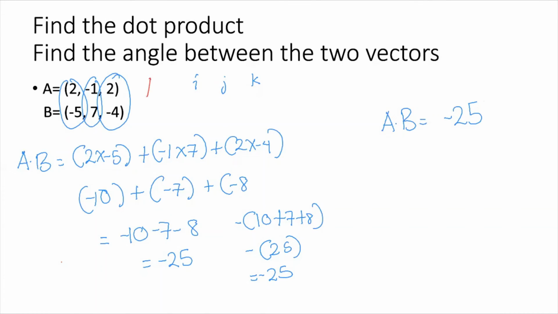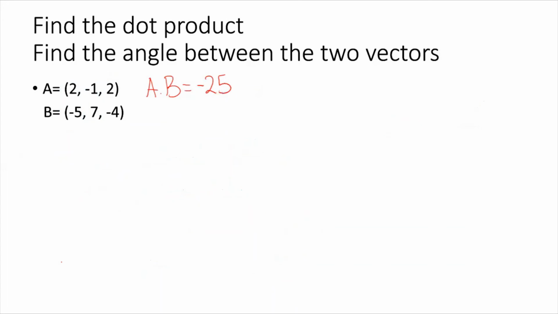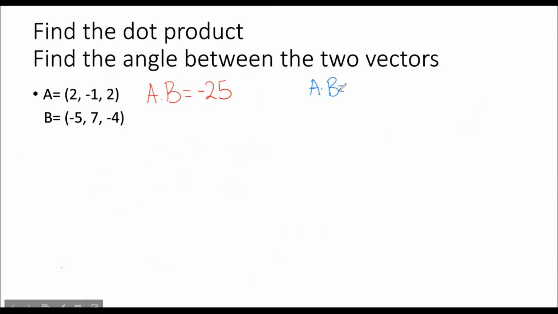A dot B is minus 25. Now to find the angle, we remember the formula that A dot B is equal to the magnitude of A times the magnitude of B times cos theta. So let's find our magnitude of A and magnitude of B.